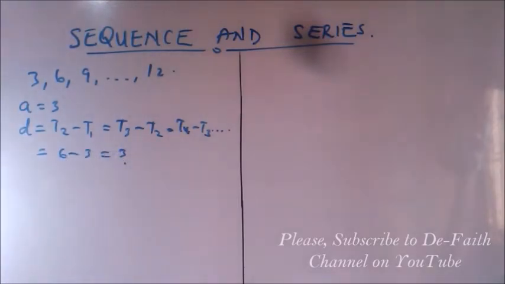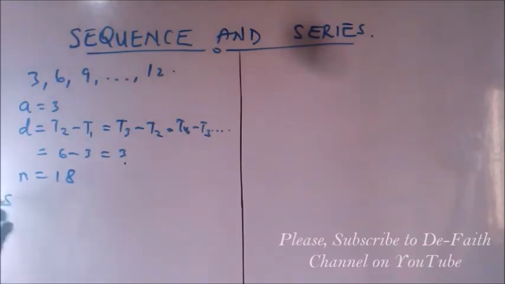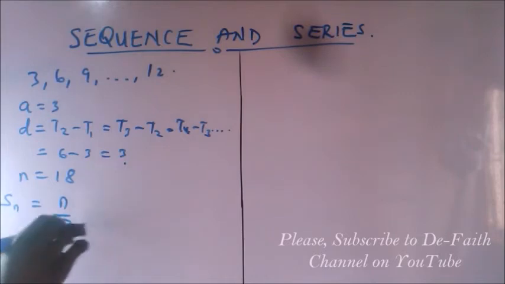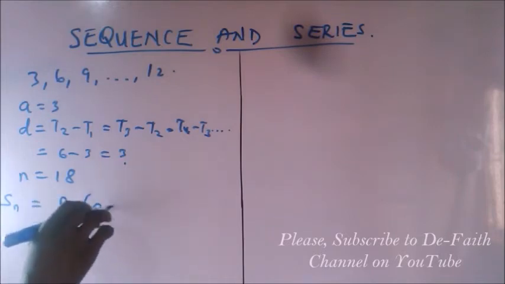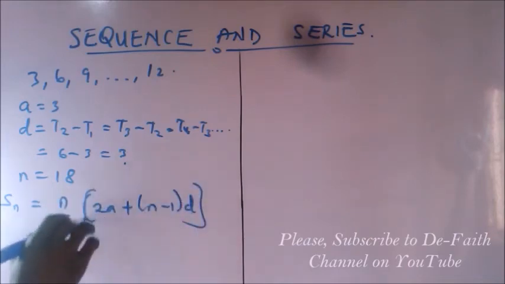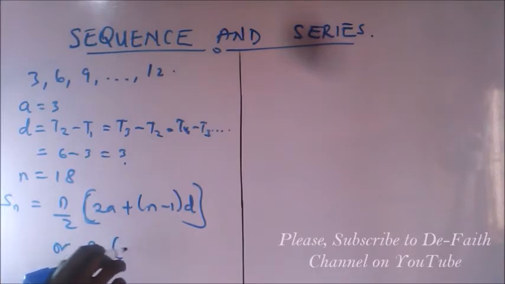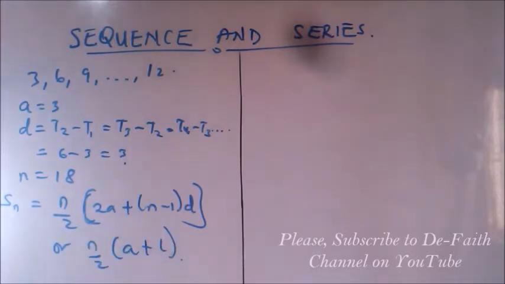We have to find the sum of the first 18 terms, so meaning that our n equal to 18. Now the formula which we use is the sum of the n terms of an AP equal to n over 2 into bracket 2a plus n minus 1 into bracket d. Or we could use n over 2 into bracket a plus l, where l is the last term. And so in this question, we could use the two formulas. But let's make use of the first.